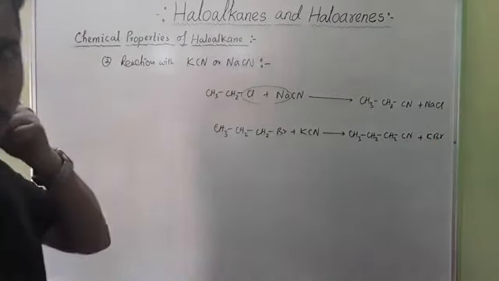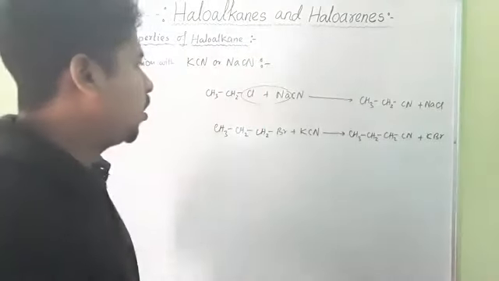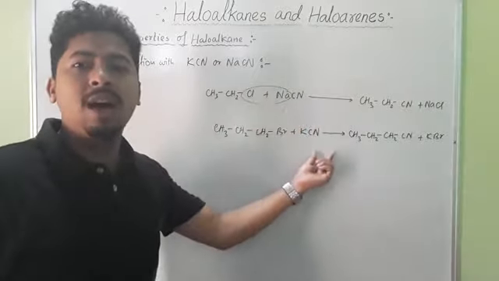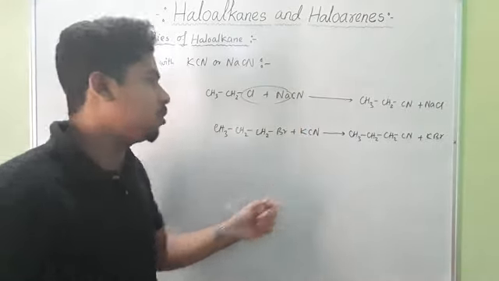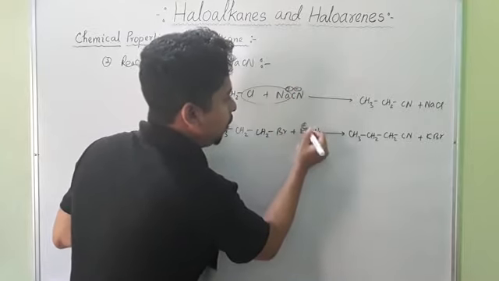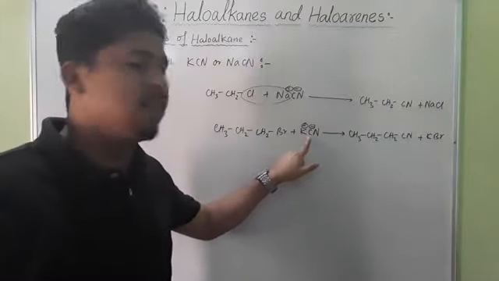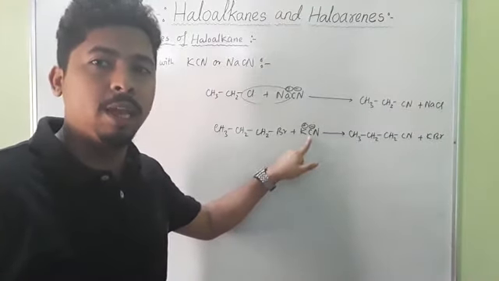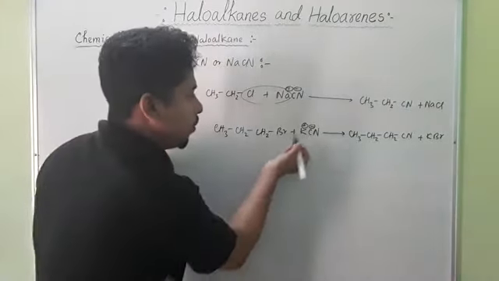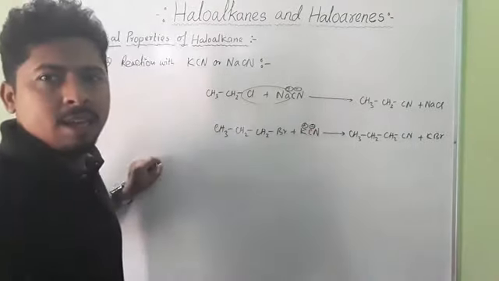Here you see, NaCN and KCN, both these molecules are ionic compounds. So here Na plus and CN minus. This is K plus and CN minus. Here you see the maximum negative charge density is over carbon. That's why this carbon undergoes this nucleophilic substitution reaction.